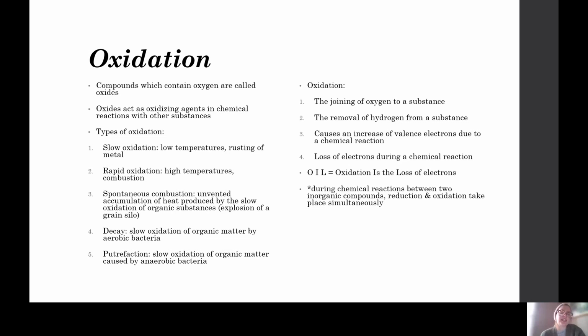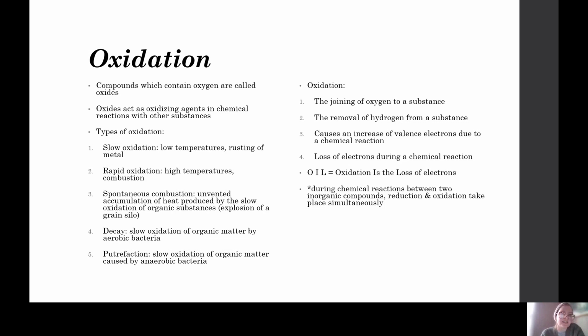Another type is rapid oxidation. It happens very fast at high temperatures, and it's also known as combustion. We also have spontaneous combustion, which is when there's an accumulation of heat produced by slow oxidation, but it's unvented. So it can occur as an explosion, a spontaneous explosion. An example of this that I found was the spontaneous combustion of grain silos. If they aren't vented properly, they could just explode spontaneously, which I found was interesting. But that's that unvented accumulation of heat. There's so much pressure that can build before an explosion happens.